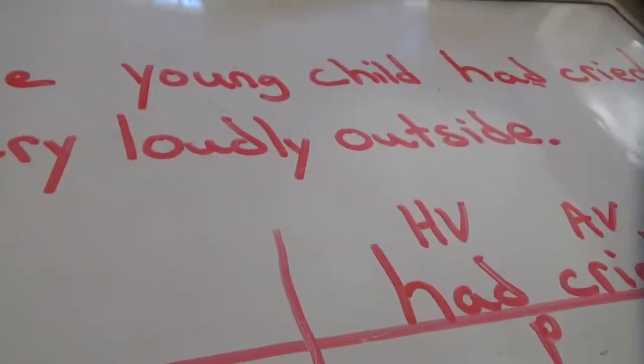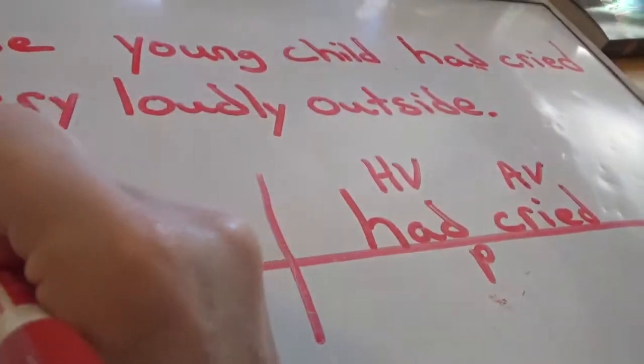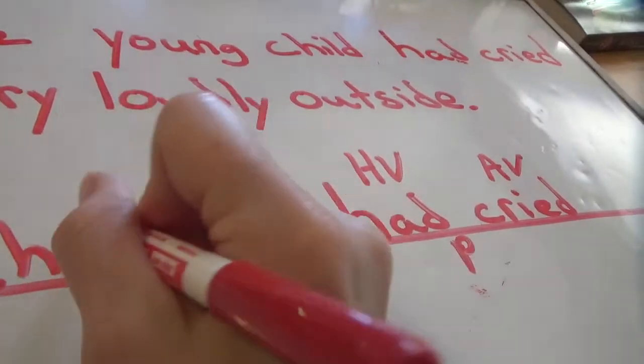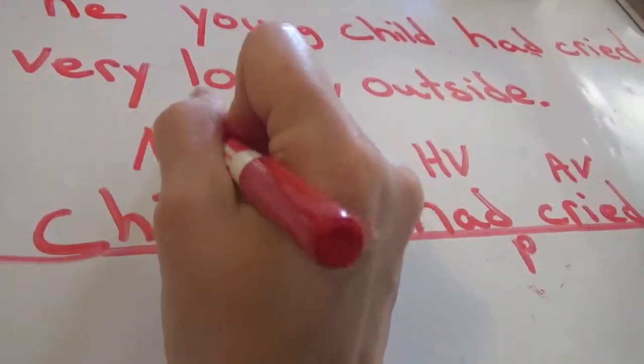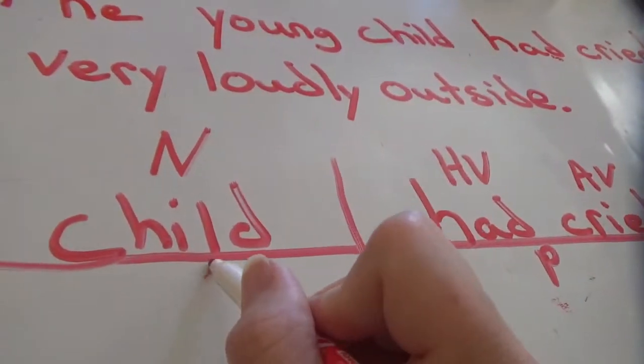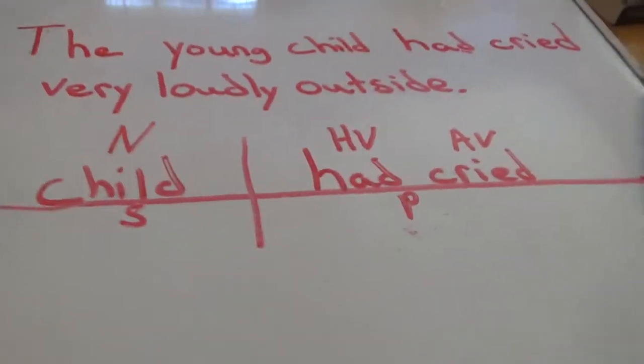Now, who cried? Who cried? We're looking for the one word that's going to be the simple subject to go on this line: child. The other words with it are modifiers. Child is a noun. The subject of the sentence is always a noun or a pronoun. It's a noun, and we're going to put S for subject. So child had cried. Now we can add our modifiers.